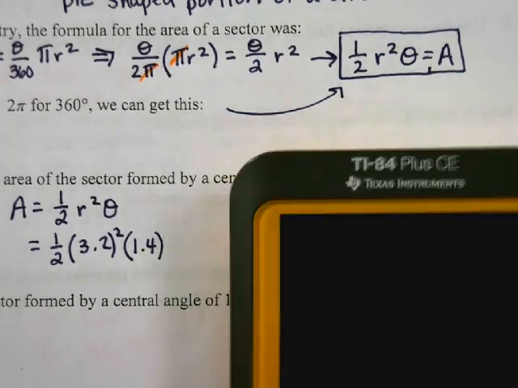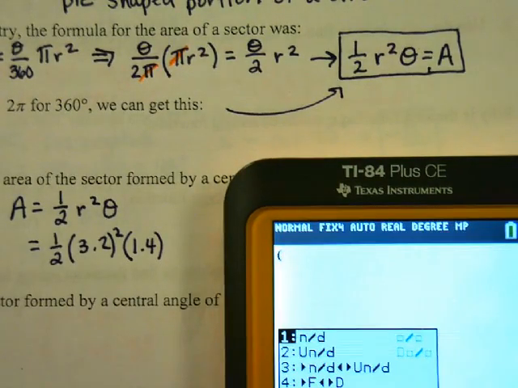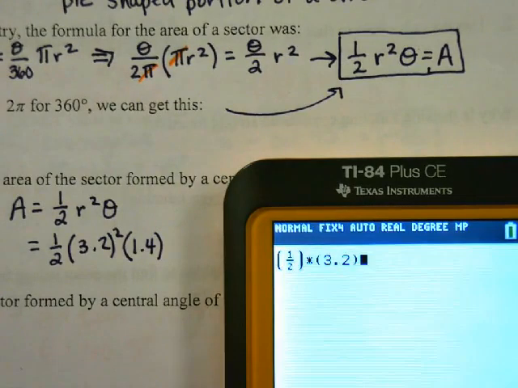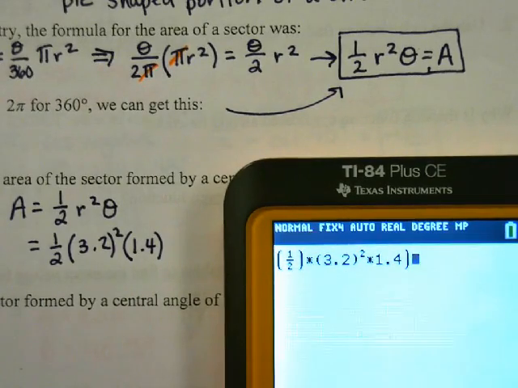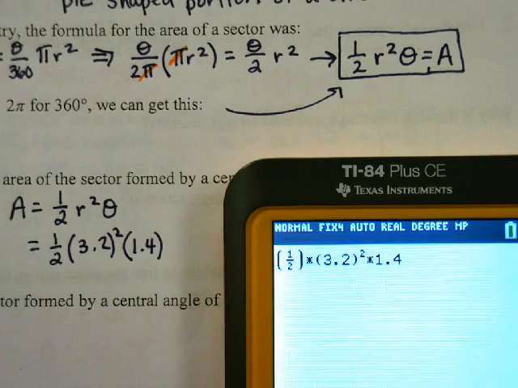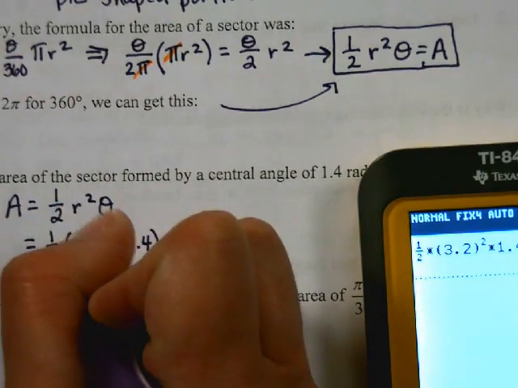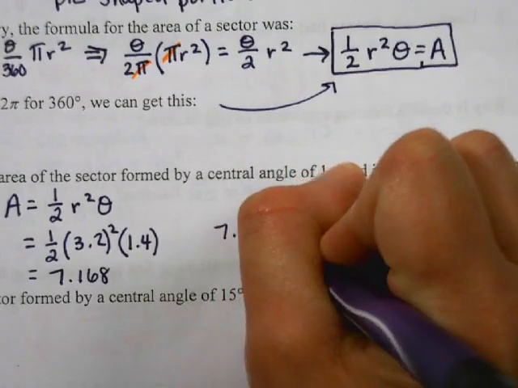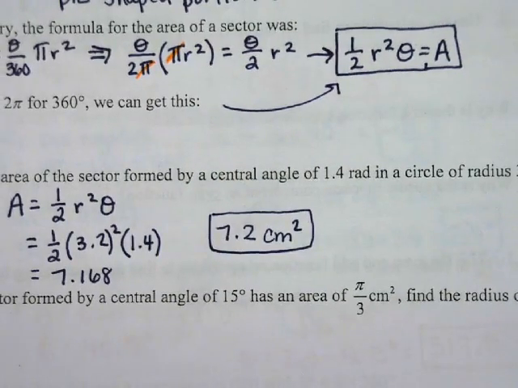All right, so let's put this in our calculator. I'm going to do 1/2 times 3.2 squared times 1.4. Oop, I didn't want that, I meant to push enter. So 7.168, or if we keep with sig figs, 7.2 centimeters squared. Remember, when we're dealing with area, it's square units.